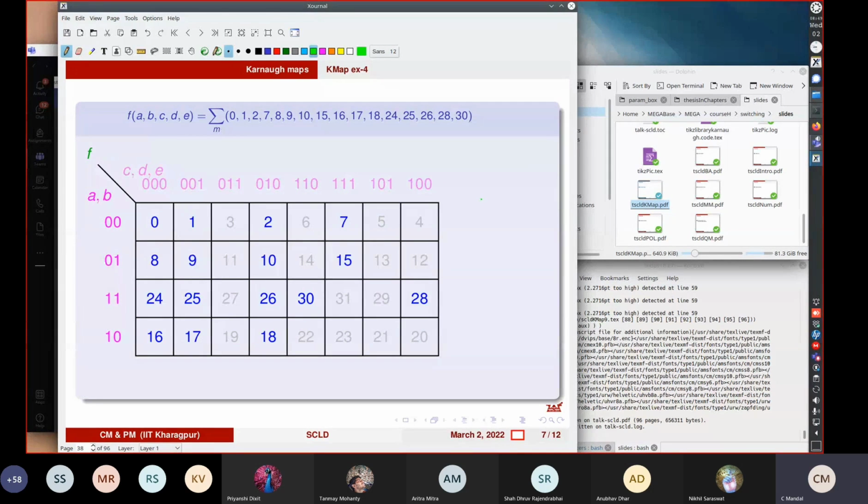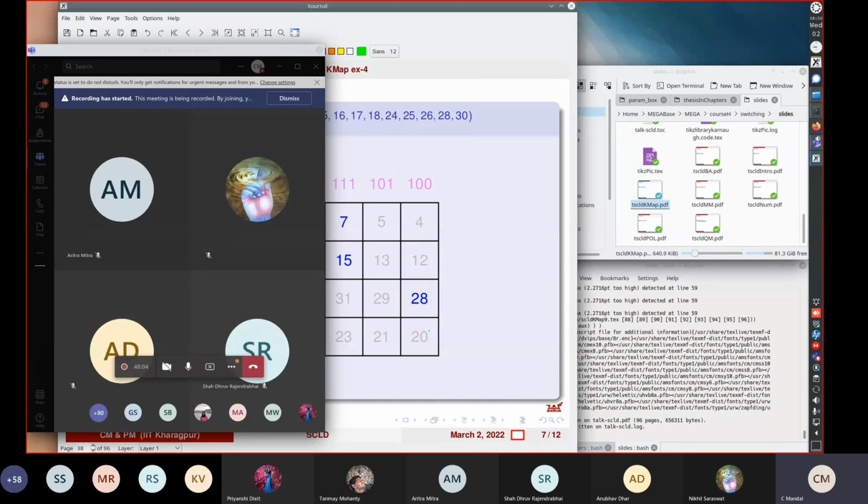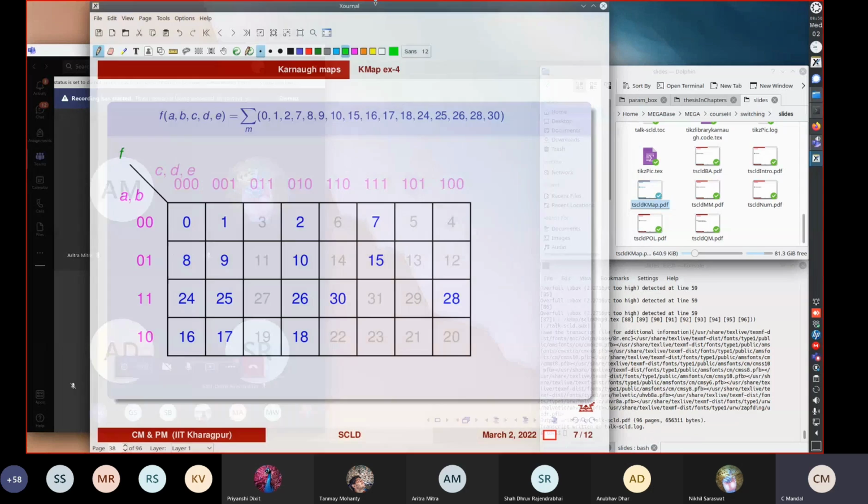So now, can you try to optimize the expression? Is someone trying to say something? Yeah, can you try to optimize this?